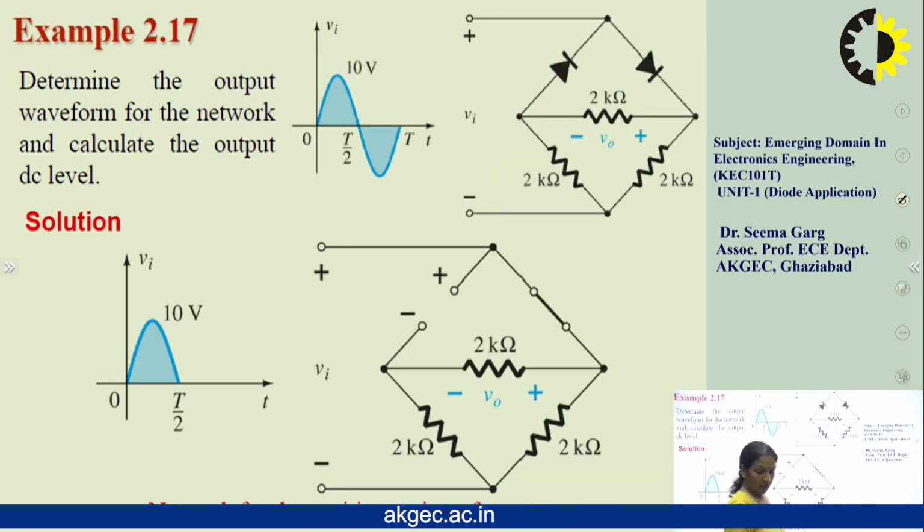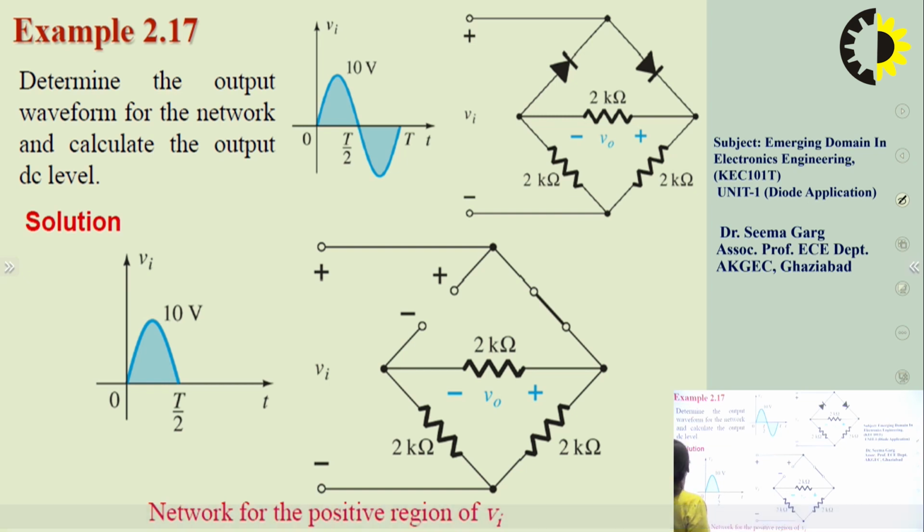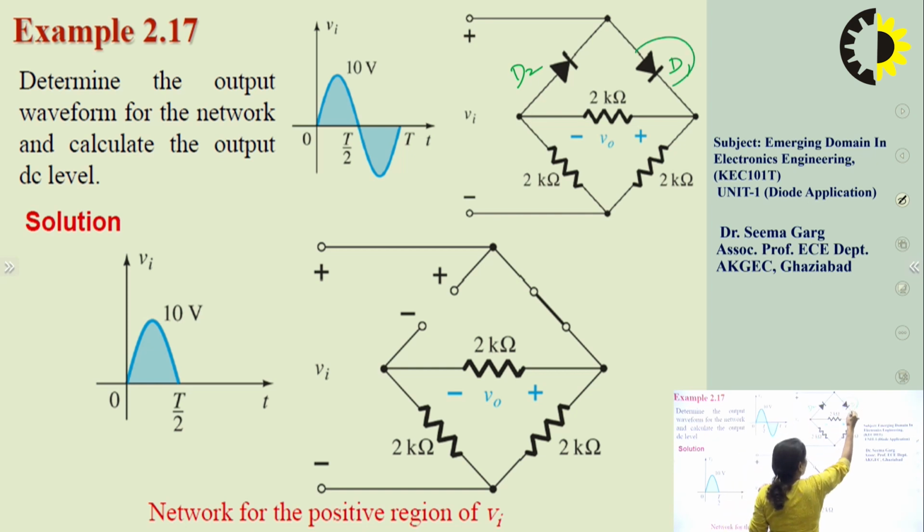Here we can see one numerical of the bridge rectifier. We have to determine the output voltage for the network and calculate the output DC value of this signal. During the positive half cycle, the input signal has a maximum value of 10 volts, and peak to peak it is 20 volts. Let's say this is diode D1 and this is diode D2. Diode D1 is in forward bias state and diode D2 is in reverse bias state.